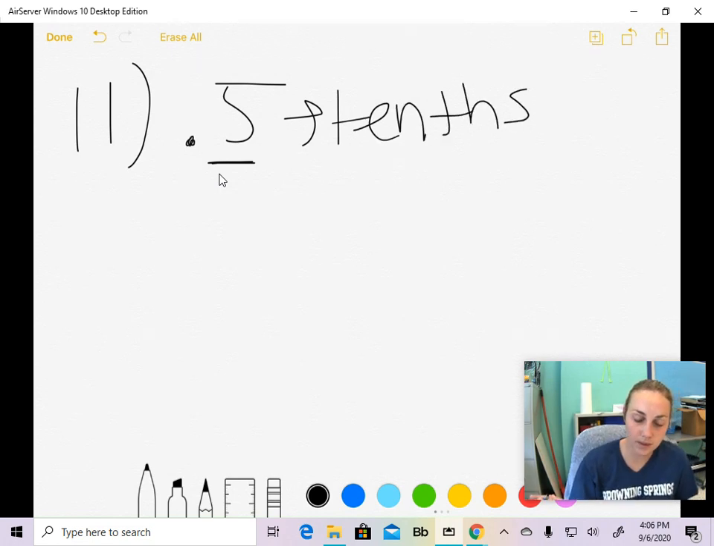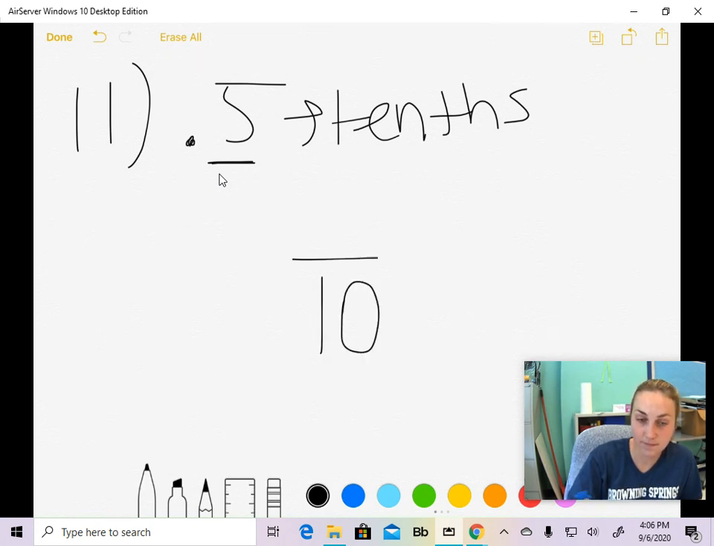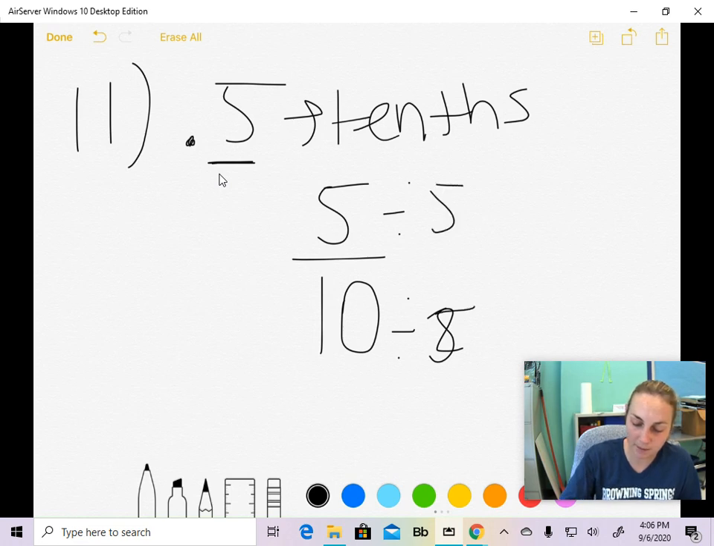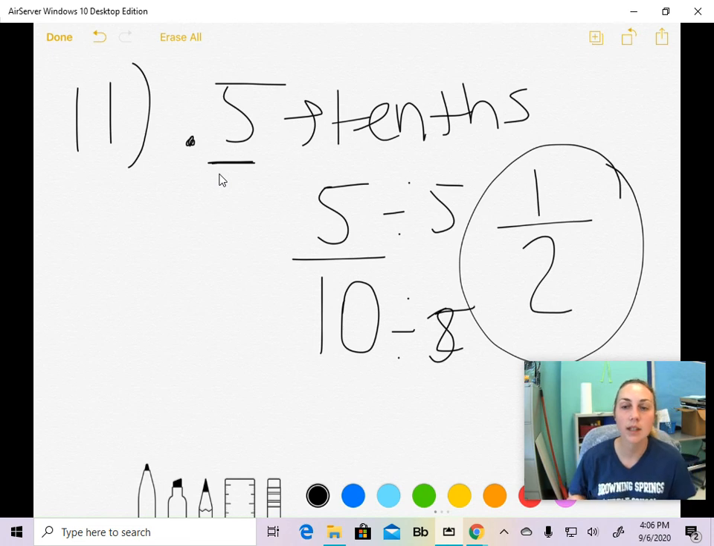So what you're going to do is that since it's 5/10, the denominator is going to be 10. And then we're going to put this as the numerator. And that's all you have to do. Once we get into this form, though, we have to always reduce it if it's possible. So again, we can divide both by 5. 5 divided by 5 is 1. 10 divided by 5 is 2. And that's all you have to do.